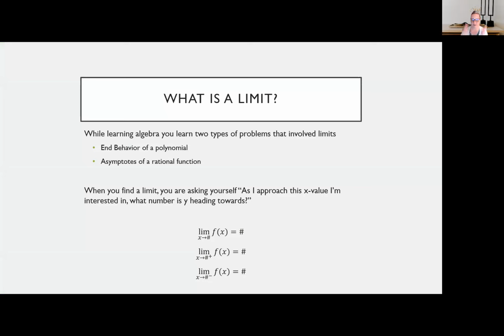So first, just all of these videos, I like to just get into the background. What is a limit? We've talked about these before when you've learned end behavior of a polynomial and asymptotes of a rational function. Those are technically limits. And it's the asymptotes of a rational function that is really what you're looking at with number 5.